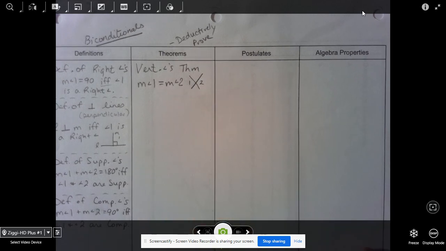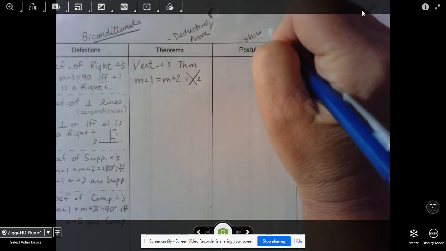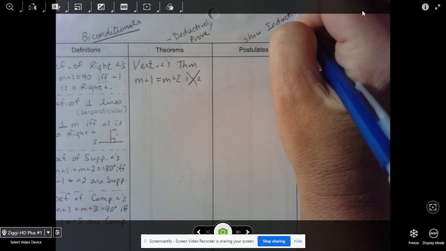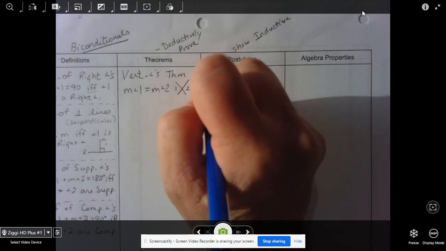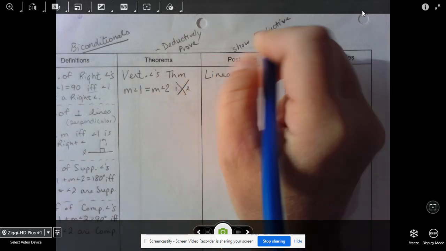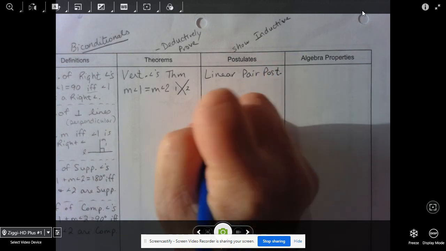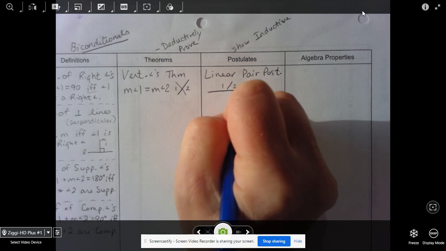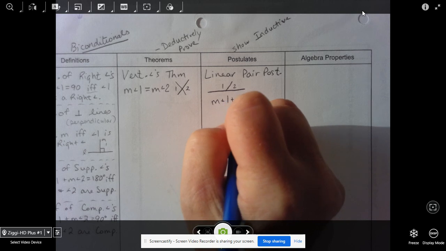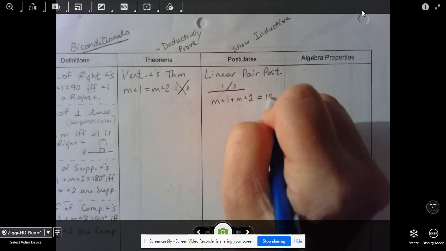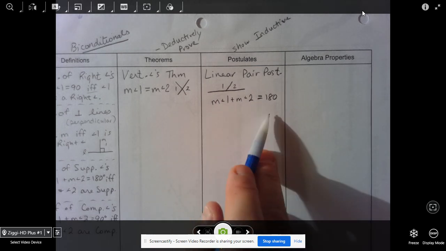deductively. Postulates are things that we can only show seem to be true through inductive reasoning, but we can't deductively prove them like we do theorems. So we also have our first one of those, and that's called the linear pair postulate. And a linear pair postulate exists when your diagram looks like this, where the angles are written up, and you can say that the measure of angle 1 plus the measure of angle 2 equals 180 degrees. So the linear pair postulate tells us this truth is there.